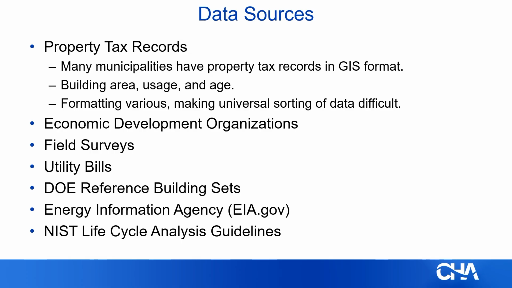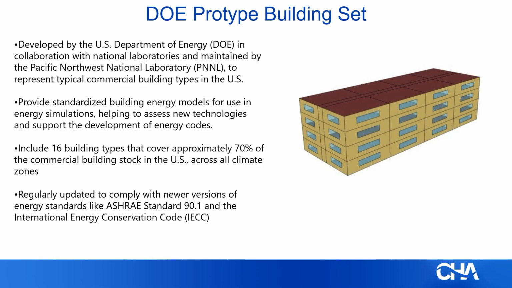And then, real quick, a little bit about the DOE prototype building set. These are building reference sets that were developed by the DOE. They're maintained by Pacific Northwest Lab. They're standardized models. There's 16 different building types, covering about 70% of the commercial building stock across all the climate zones. And they update these every time there's a new code cycle.